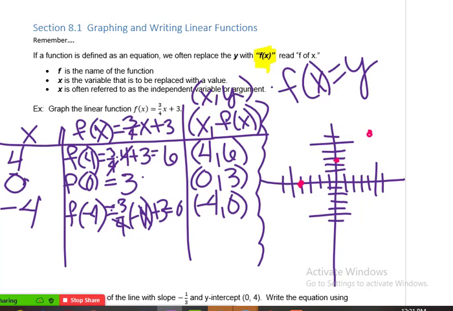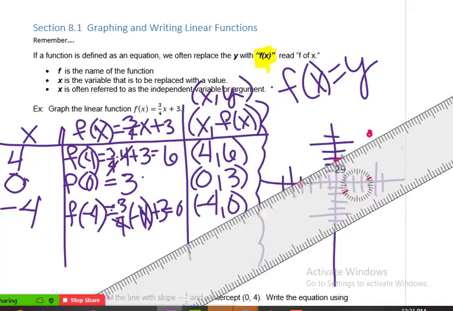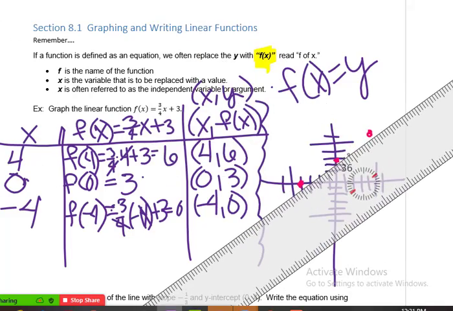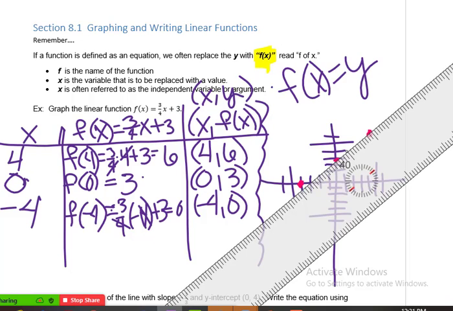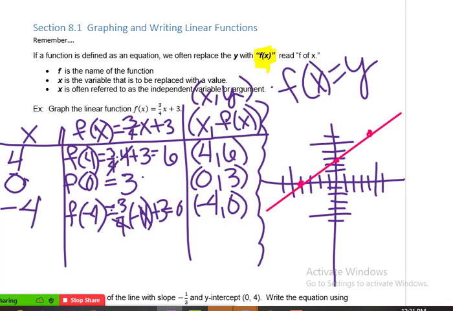I'm going to grab my ruler, put it on. There we go. Draw my line and the ends of the arrows. Okay, and this would be your answer right here.